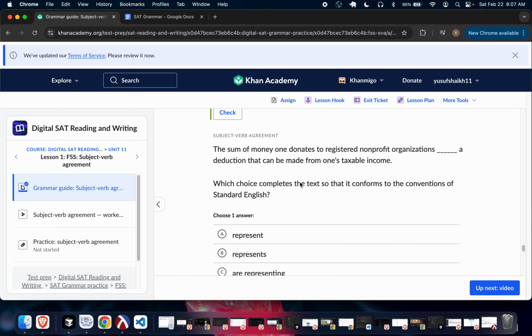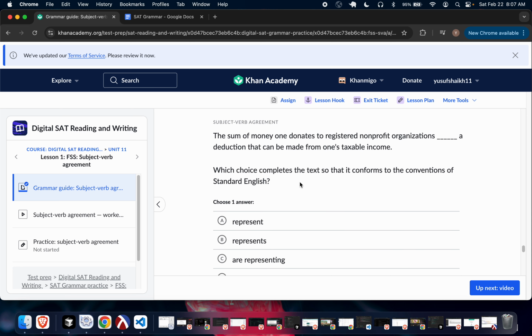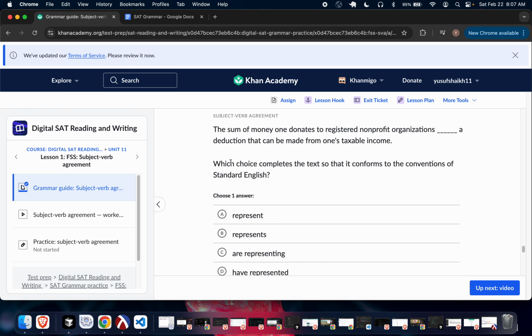All right, let's look at this example. The sum of money one donates to registered nonprofit organizations blank a deduction that can be made from one's taxable income. So let's see. This one is a little bit trickier. The sum of money one donates to registered nonprofit organizations. So again, it looks like the subject of the sentence is the sum of money, right?